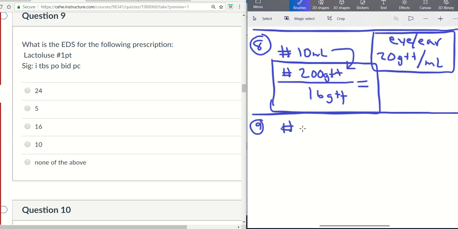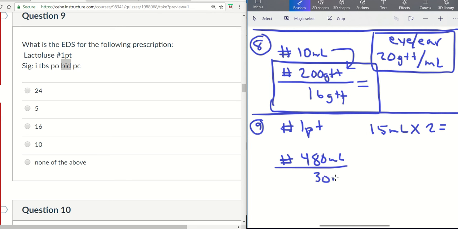9. We got 1 pint. How many mLs is 1 pint? 480. All right, so we got our amount dispensed. Let's divide it by the mLs they use in a day. How many mLs is a tablespoon? 15. How many times a day are they taking that 15 mLs? BID, so that's going to be 30 mLs in a day. So your EDS would be 480 divided by 30.